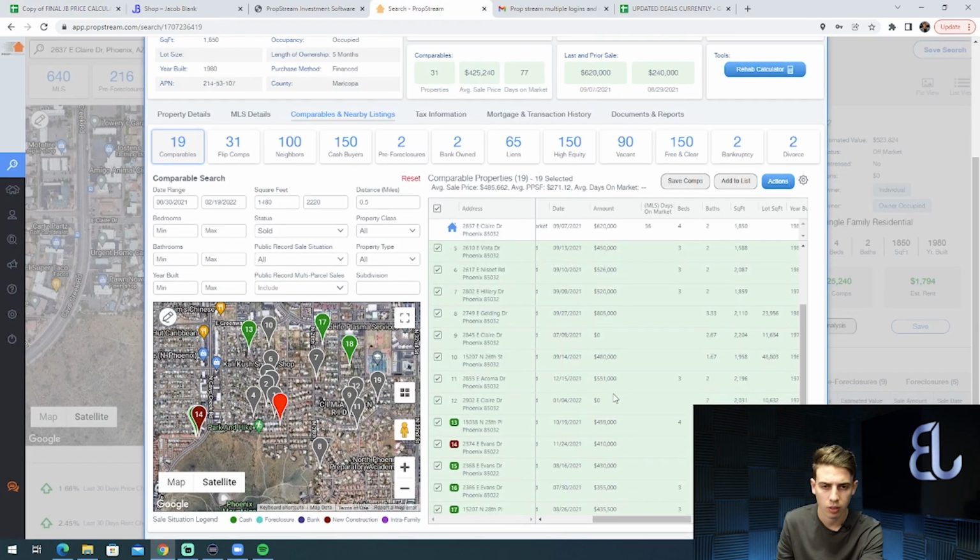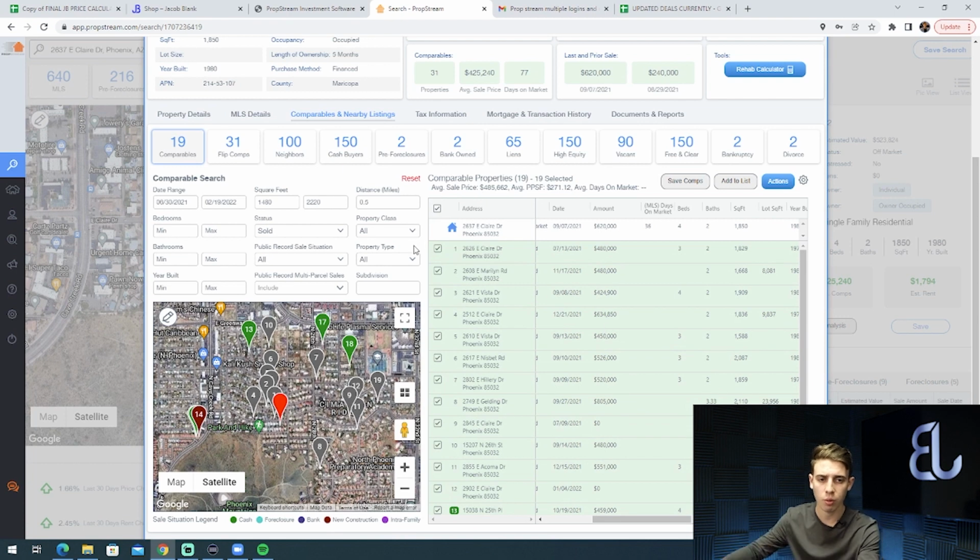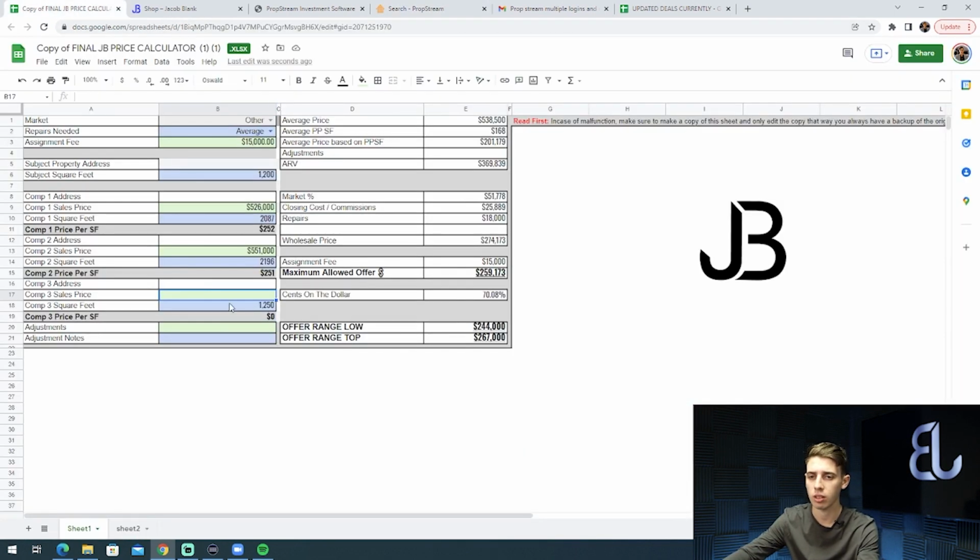And now our next comp is 600, and let's check it out. Our next one is the 634, 1,836 square feet. There we go. So now it's doing all the calculations for us.